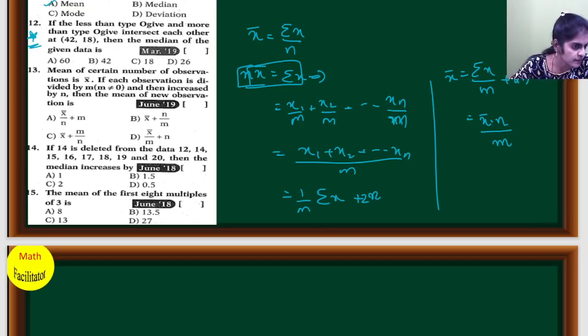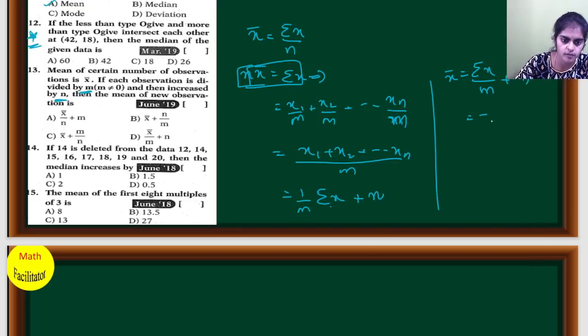And what else is happening? For every observation, it is then increased by n. Each observation is divided by m and then increased by n. The total is increased by n. Okay, so each observation is divided by m and then it is increased by n. So the new sigma will be this.